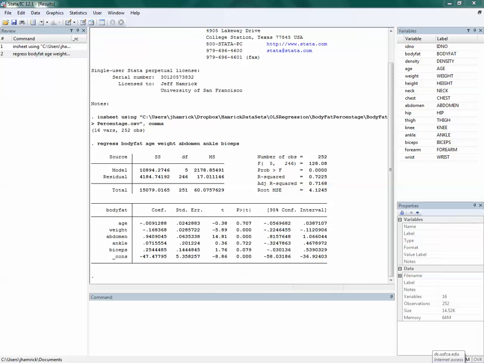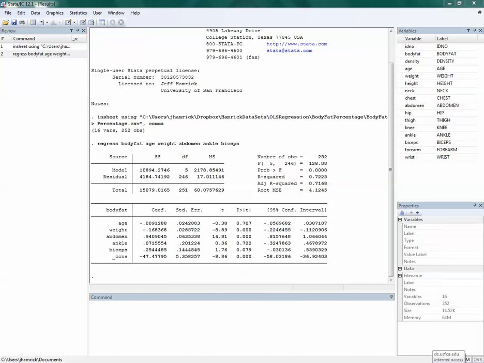What I've got here is our body fat percentage data set that we've used to illustrate a number of concepts related to multiple linear regression. And what I've done is I've regressed body fat percentage against age, weight, abdominal circumference, ankle circumference, and circumference of the biceps. And as you might imagine, several of these variables are very statistically significant in this model, which has a reasonably large R squared.